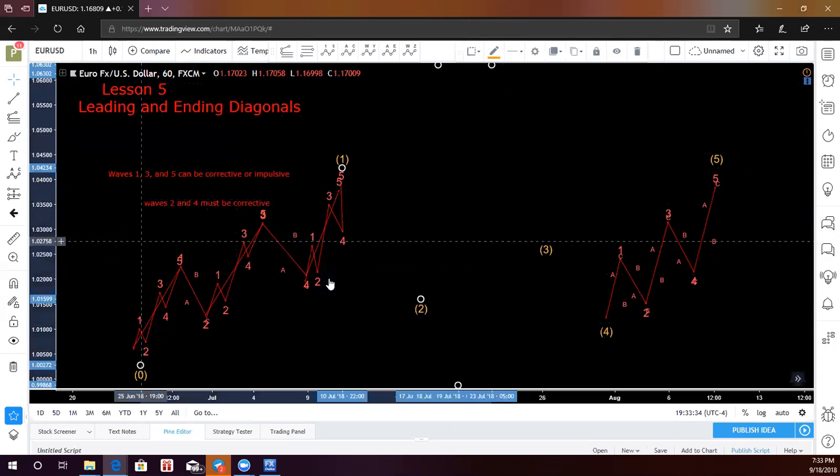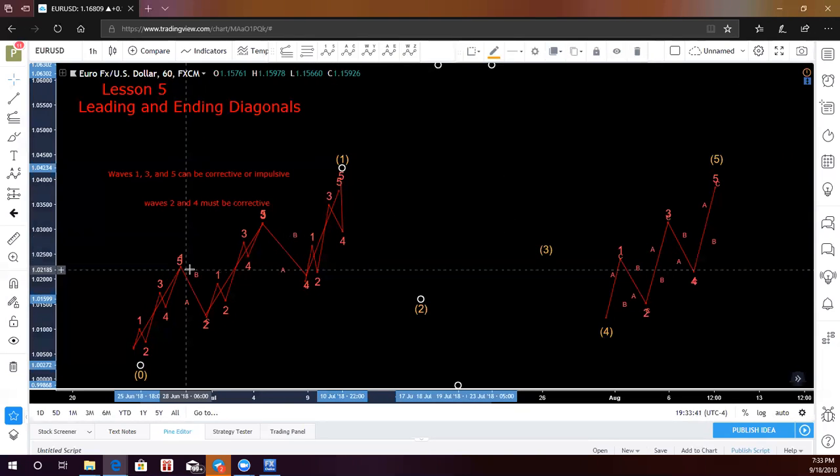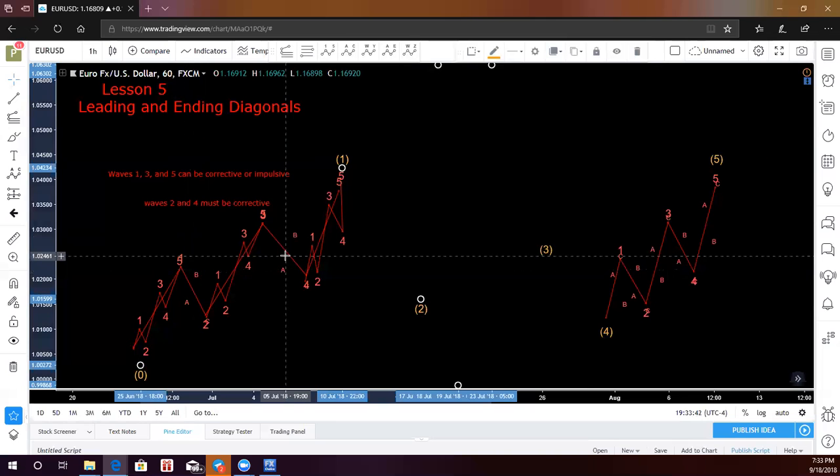Some rules to keep in mind when you're plotting a leading diagonal. Wave 4 must always intersect wave 1. That is mainly what a leading diagonal is characterized by. The subwaves of a leading diagonal, waves 1, 3, and 5 can be corrective or impulsive, but waves 2 and 4 must be corrective.